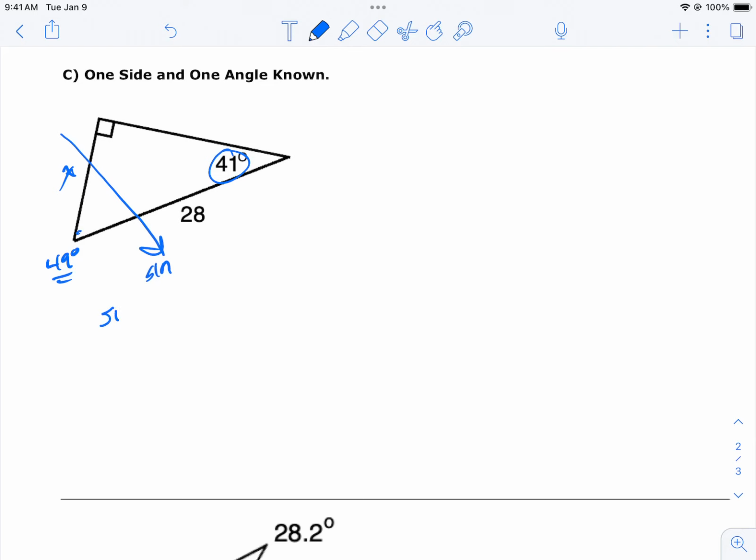So what do I got here? I got the sine of 41 degrees. Yes, take the opposite over the hypotenuse, and this is the nice case because all you got to do is multiply both sides by 28 because it cancels. So x is 28 times sine of 41. Boom, boom, boom. Boy, this is so much nicer than slide rules, ain't it? So you got 18 point and to 1 decimal.